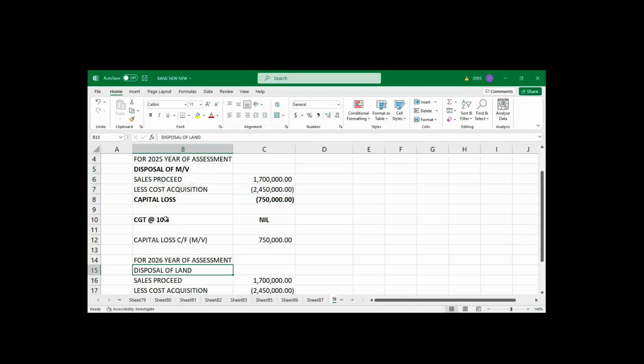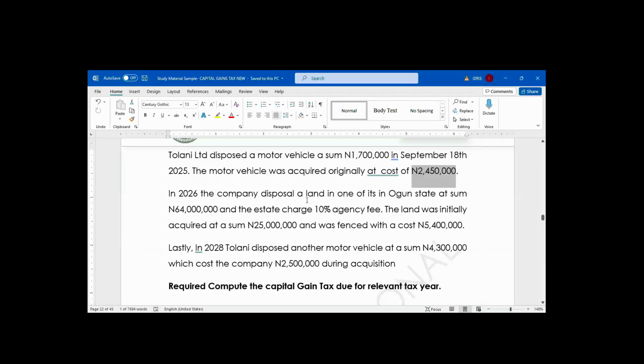So for the disposal of the land, how much is the sales proceed? Let me take you to the question so that you can see the question. The land was disposed for how much? 64 million. How much is the cost of acquisition?